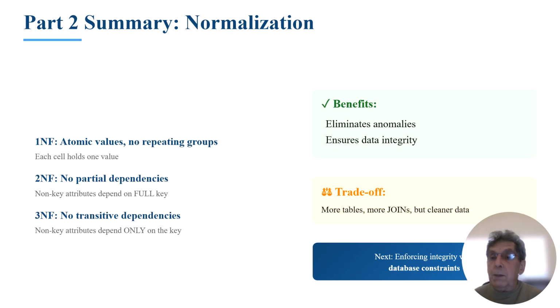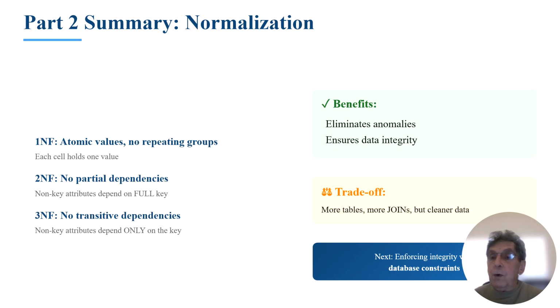Second normal form eliminates partial dependencies. Every non-key attribute depends on the complete primary key, not just part of it. This matters when you have composite keys. Third normal form eliminates transitive dependencies. Non-key attributes cannot depend on other non-key attributes. Everything depends directly on the primary key.